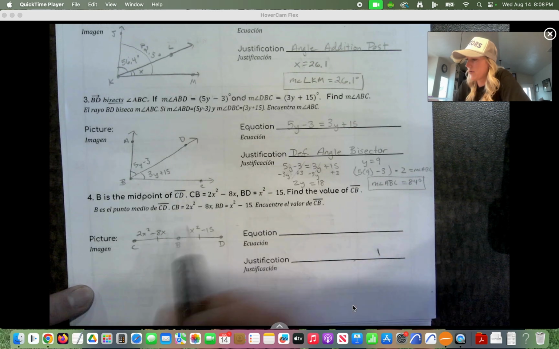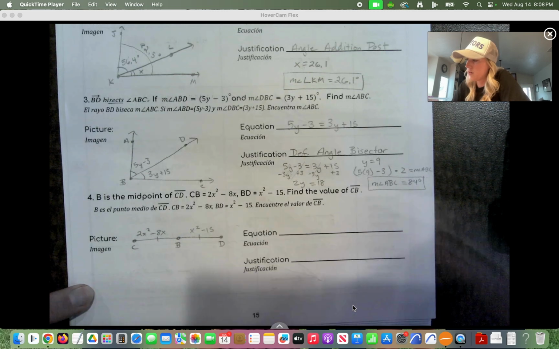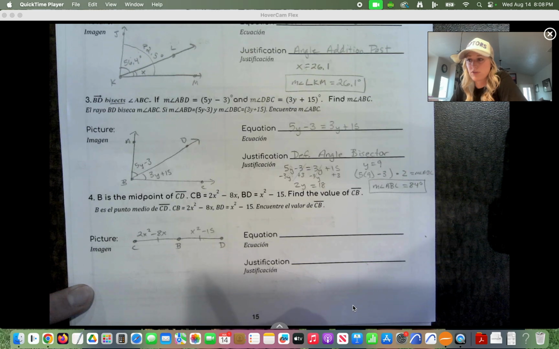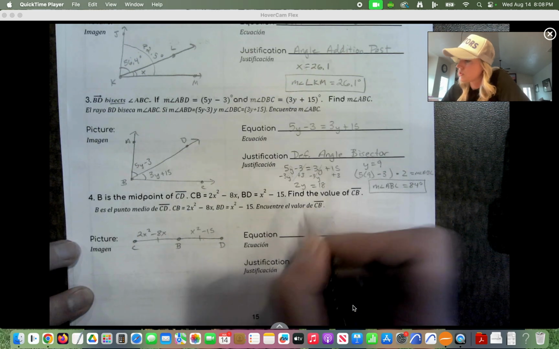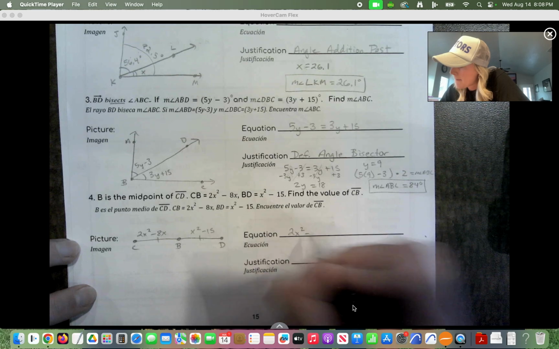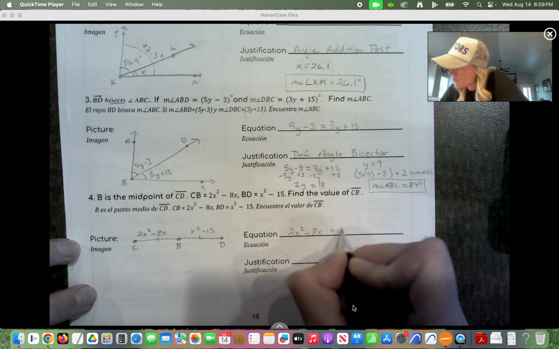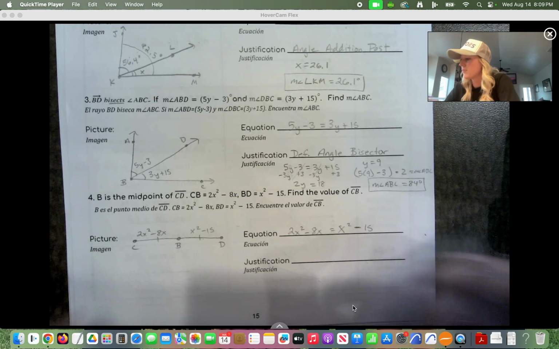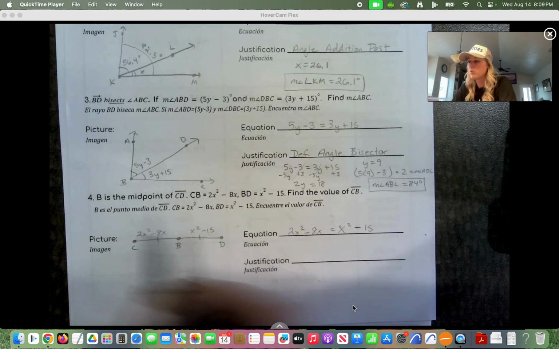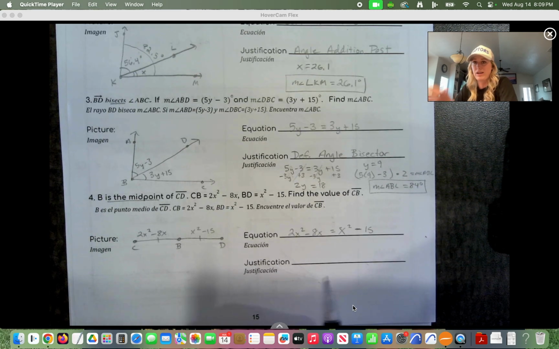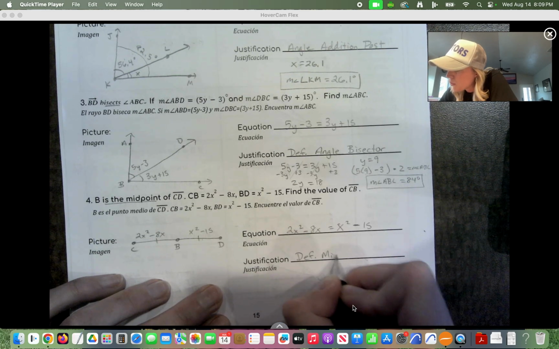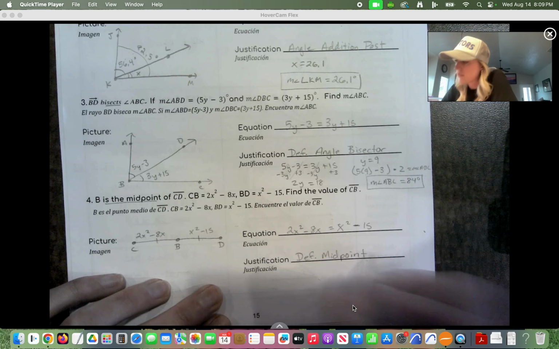All right, let's go ahead and set up an equation to find x. So again, I already stated this, but we know those two segments are congruent, meaning those lengths must be equal to each other. So we've got 2x squared minus 8x equals x squared minus 15. Why do I know that those are equal? Because we were told B is the midpoint, and if it's exactly in the middle, the two halves are equal. So the key word for us was midpoint. The definition of midpoint is how we knew to set those two segments equal.